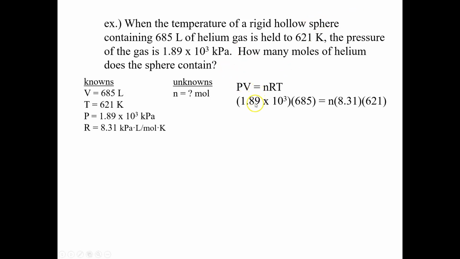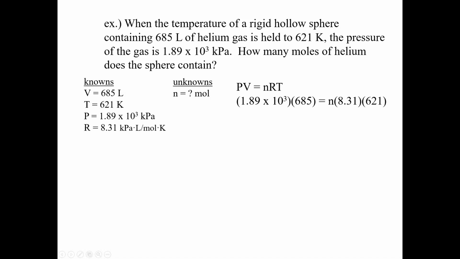So P is 1.89 times 10 to the third. V is 685. N, I don't know what it is. I'm leaving it as N. R, we're using the 8.31 number because we're using kilopascals. So 8.31 is our R. And then T was that 621.